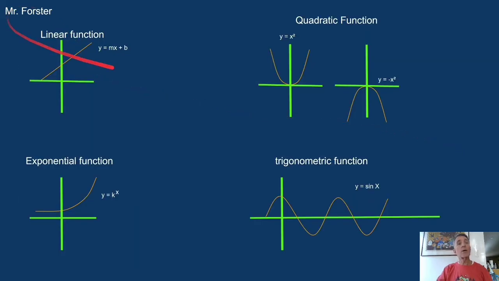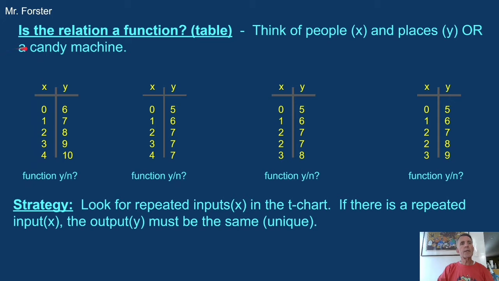So here are examples of a linear function, quadratic functions, exponential functions, and trigonometric functions. Those are all functions. What makes them functions, and how do we know what a function is? Is a relation a function in a table? Let's start with that.